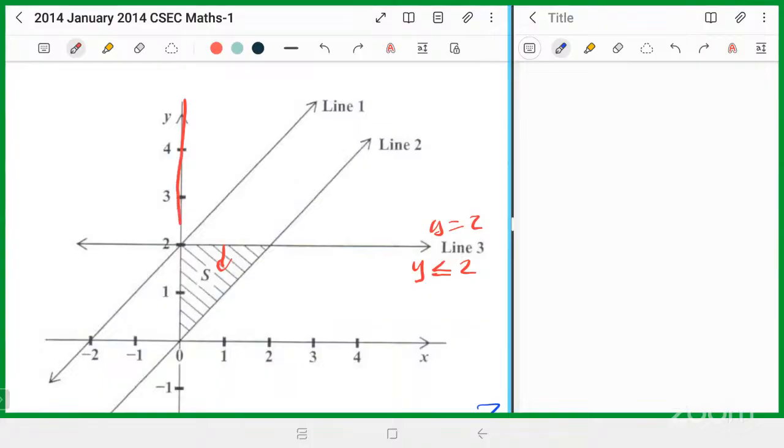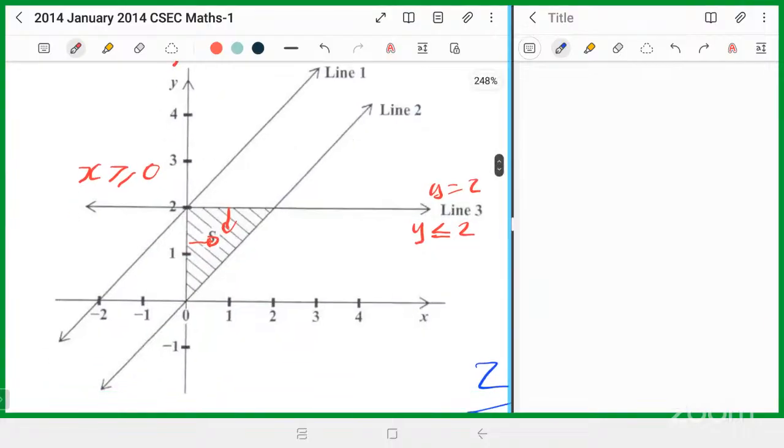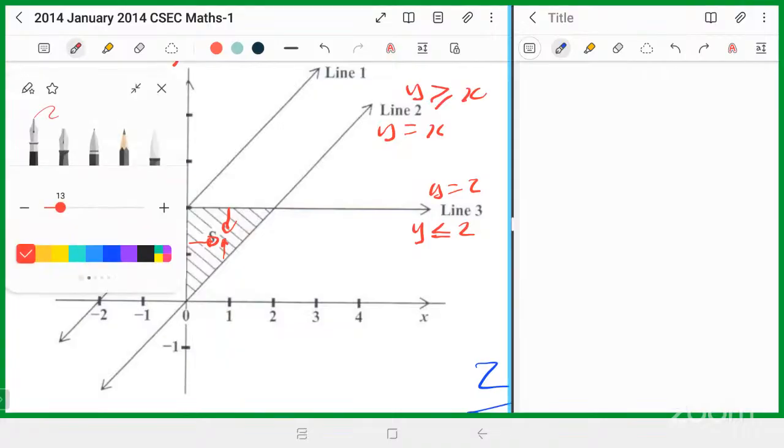Then now, this line is actually x equals 0. So the y-axis is actually x equals 0. And the shaded region is to the right of it. So in terms of this one, it is x greater than or equal to 0. Right? And then this line now is y equals x, and it's above y equals x. So the inequality related to this line is y greater than or equal to x. So these are your three inequalities.